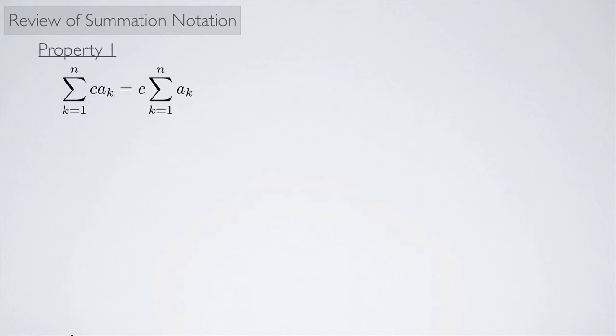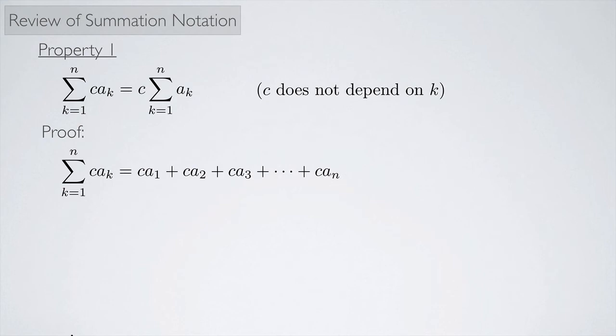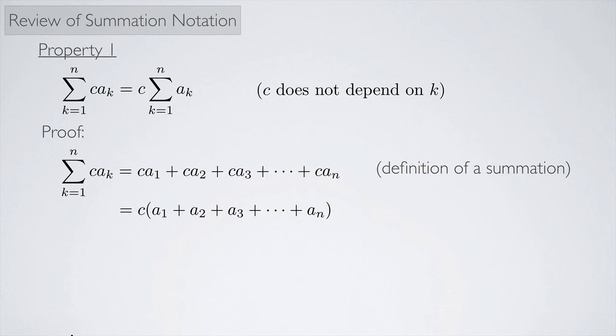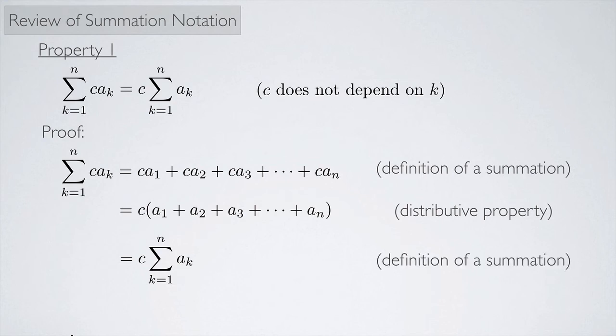All right, property 1 said that we can take the constant term and factor it outside of the sum. And now I'm writing it using the new notation, the a sub k notation. And remember that c has to be a constant that doesn't depend on k. And the proof of this, well, we saw that if we have this sum with the constant terms, we can just factor out the constant term. So if we have this sum, that's the definition of the summation, and then factoring out the c, that's the distributive property. And then we saw that this sum was the sum from k equals 1 to n of a sub k, and that's the definition of a summation.